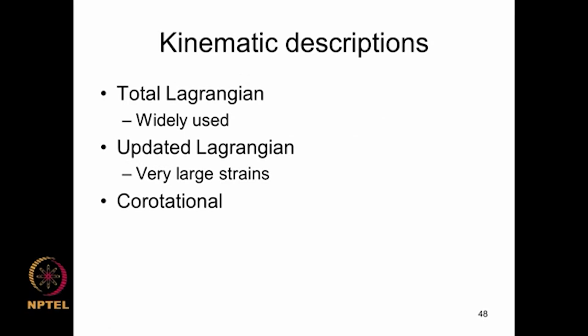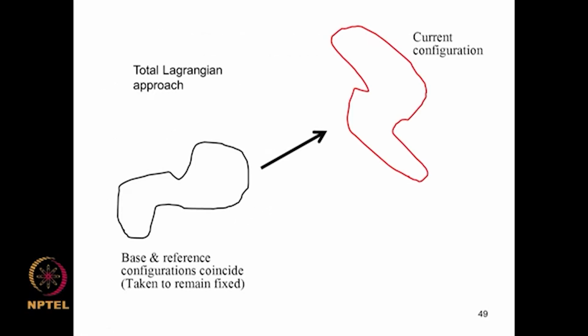Now, in our development of finite element formulations, there are three alternative kinematic descriptions that are possible. So, they are known as total Lagrangian approach, updated Lagrangian approach, and co-rotational formulation. So, I will just explain what these are, then we will consider the more details in the following lectures. In the total Lagrangian approach, the base and reference configurations coincide and it is taken to remain fixed, and the current configuration is this. So, we describe the reference configuration to be the undeformed or the initial configuration. This is total Lagrangian approach.